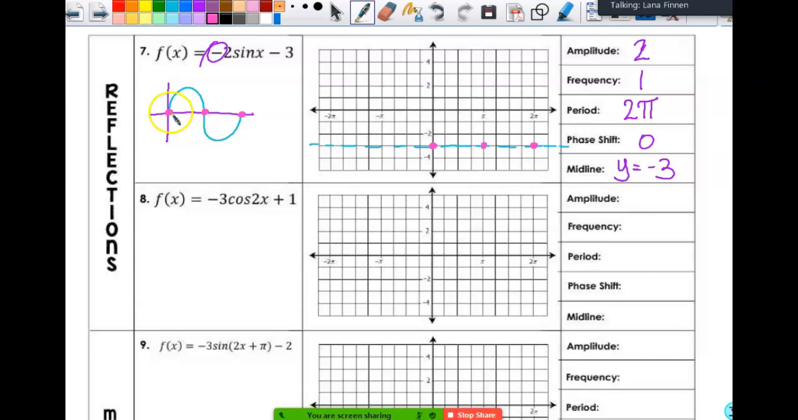From the parent function, I would go halfway between the 2 up to 1, but that changes to my amplitude. And since there's a reflection, I'm not actually going up, I'm going down 2. So between these 2, I would go down 2. And between these 2, I would go up 2. Those are my 5 anchor points. Any questions about why I did anything or where anything came from? All right, so then I just repeat that over here. This is up here and down here.